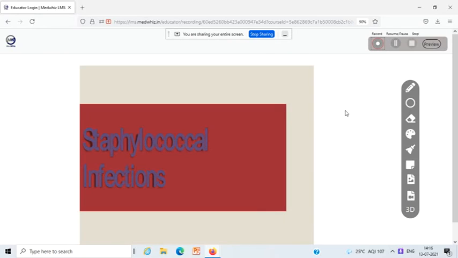In continuation with our microbiology class, today we'll be starting systemic bacteriology. Part of the systemic bacteriology is what I'll be teaching you on staphylococcal infections. Staphylococci are gram-positive cocci appearing in grape-like clusters.